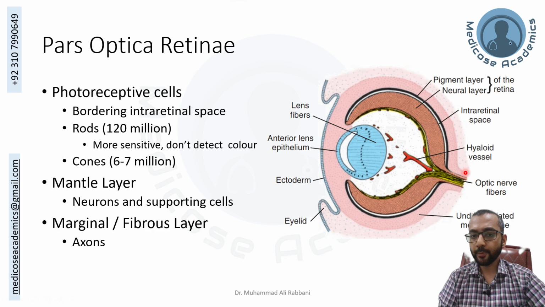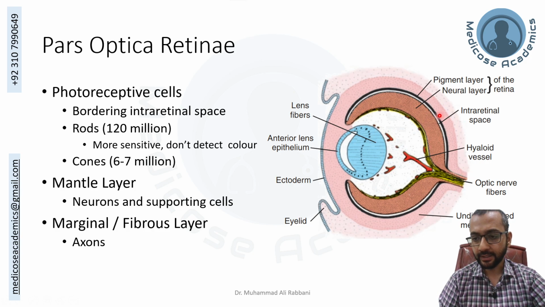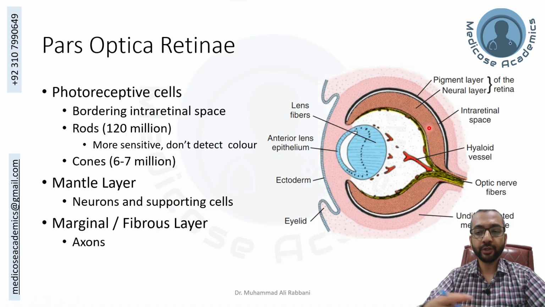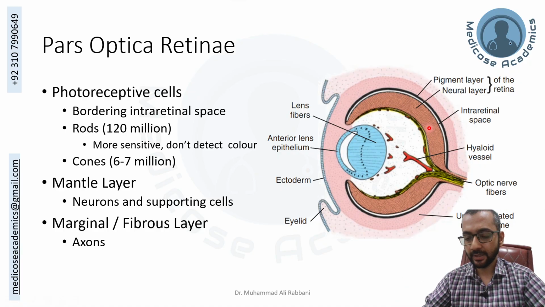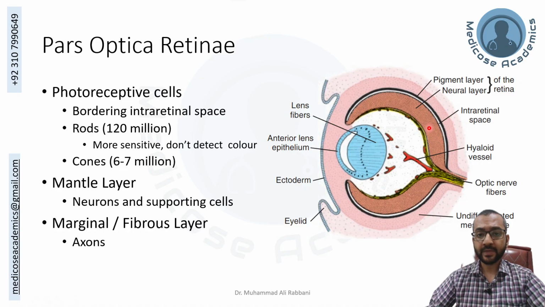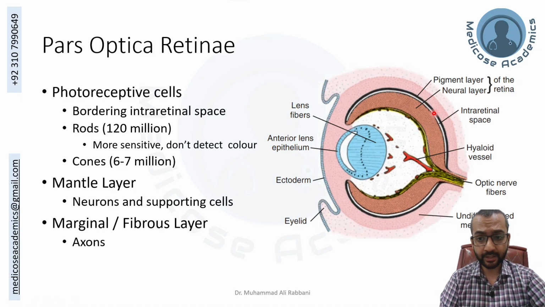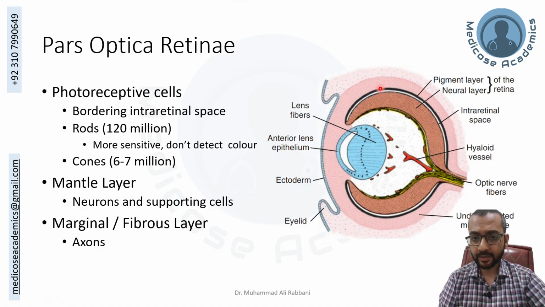So let's talk about the pars optica retinae. This part starts multiplying rapidly, and this single layer of cells becomes pseudostratified, and then multiple layers of cells are formed, and they develop into at least 3 layers of cells. The cells that are bordering the pigmented layer, most away from the vitreous chamber, will be the rods and cones layer. Photoreceptive layers will be developed here.